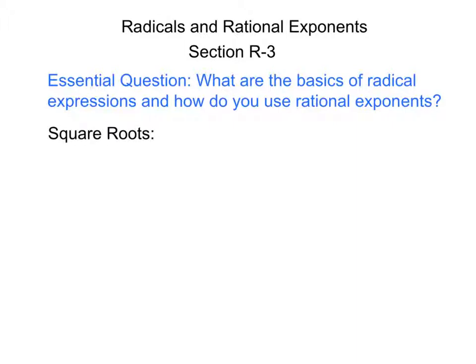So we start off talking about square roots. As you are all aware, if you take 5 and you square it or multiply it by itself, you're going to get 25. And the reverse operation of squaring a number is finding the square root of the number. In general, what we might say is that if b squared is equal to a, then b is a square root of a.